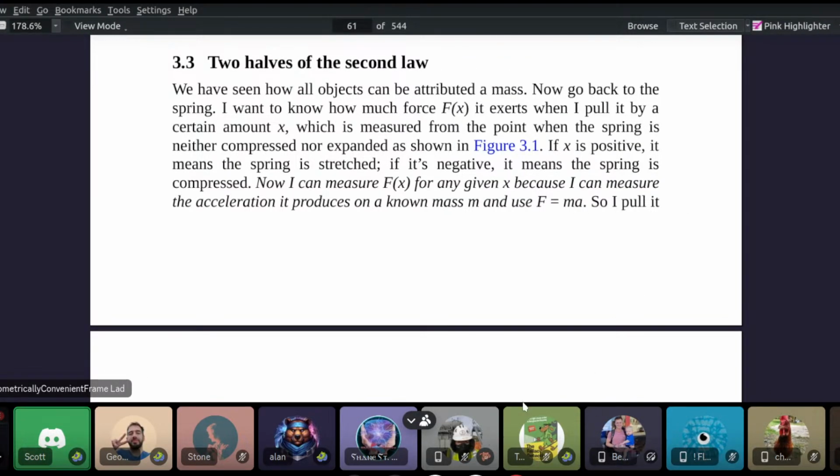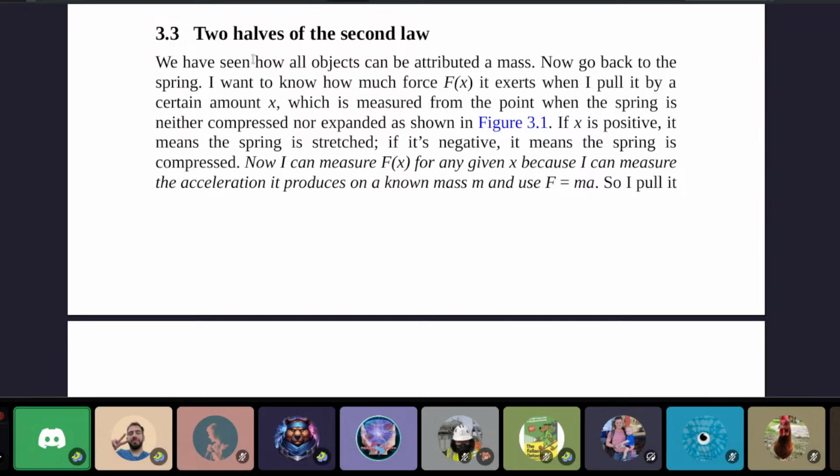3.3, 2 halves of the second law. We've seen how all objects can be attributed to mass. Now go back to the spring. I want to know how much force, f of x, it exerts when I pull it by a certain amount x, which is measured from the point when the spring is neither compressed nor expanded, as shown in figure 3.1.